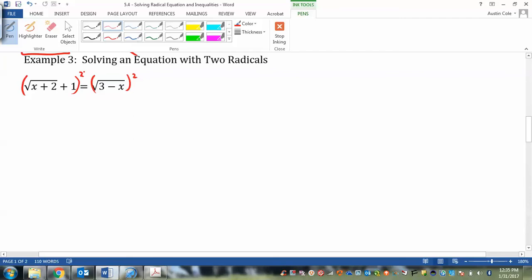Why don't we just cancel one square root and then do the thing twice? Because it's like FOIL. Yes. This cancels off. But now I have to write this twice. I have to write the square root of x plus 2 plus 1 times the square root of x plus 2 plus 1, and that's going to be equal to, after my square root goes away, 3 minus x.